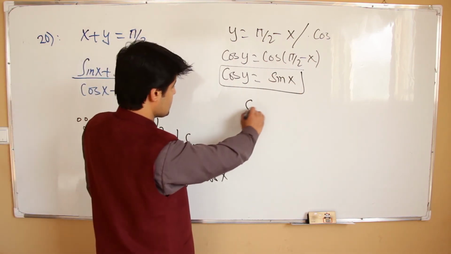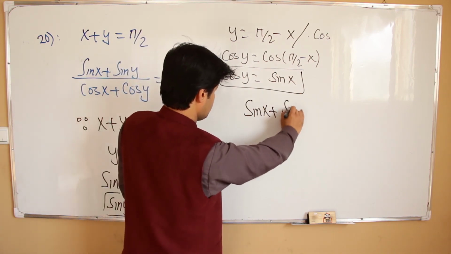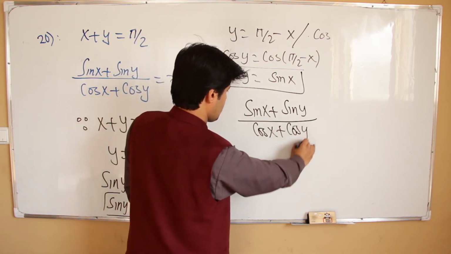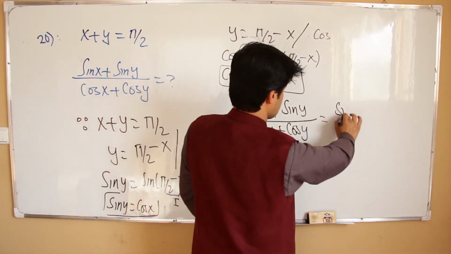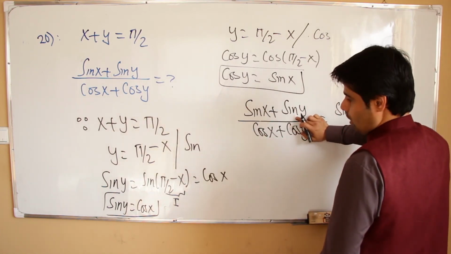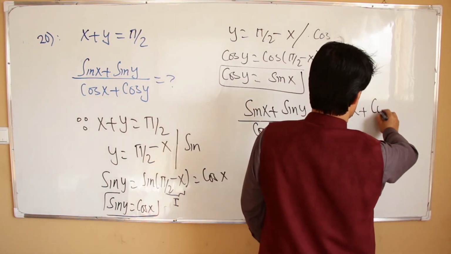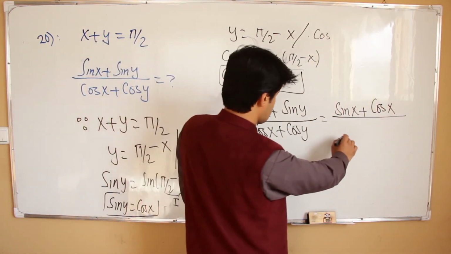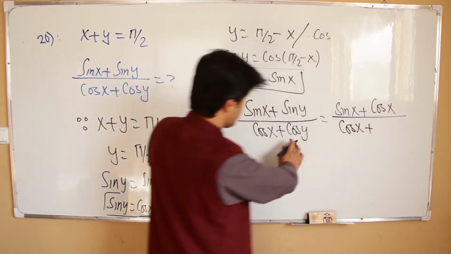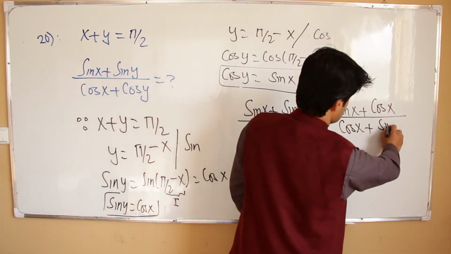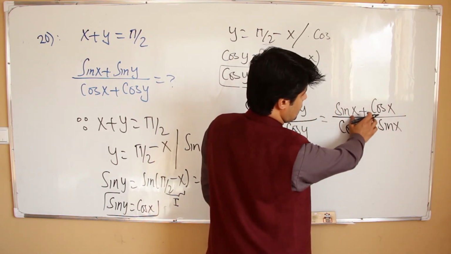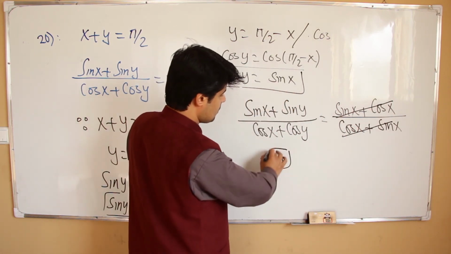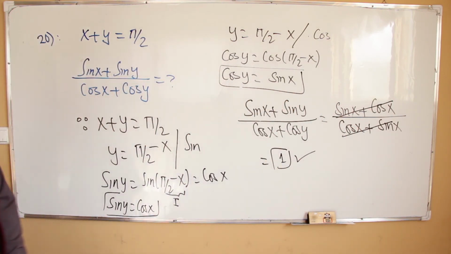Our statement is sine x plus sine y divided by cosine x plus cosine y. So sine x is sine x plus, instead of sine y, we can write cosine x, divided by, am I right? Yes. Cosine x plus, instead of cosine y, you can write sine x. Now what do you think? Both are the same, so we can cancel. The answer would be 1. Write it, please.